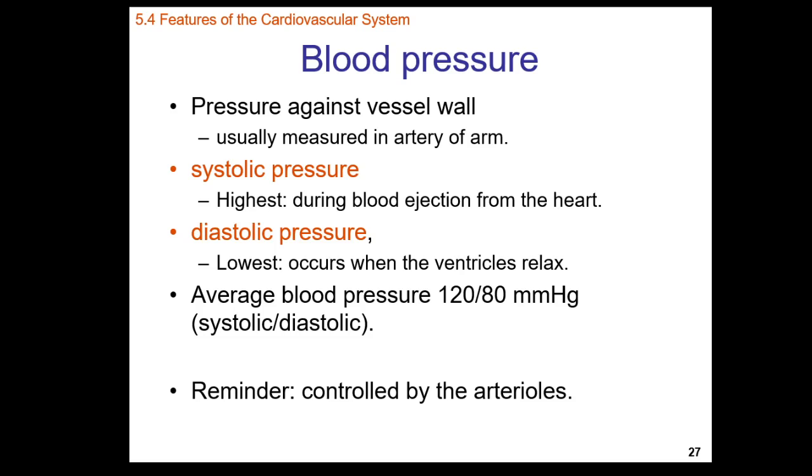So the average blood pressure is 120 over 80 millimeters of mercury, and so it's always written as the systolic over the diastolic pressure. And then a reminder that this is controlled by the arterioles. So that's the level where we'll be able to adjust the pressure if needed, if the body is able to.